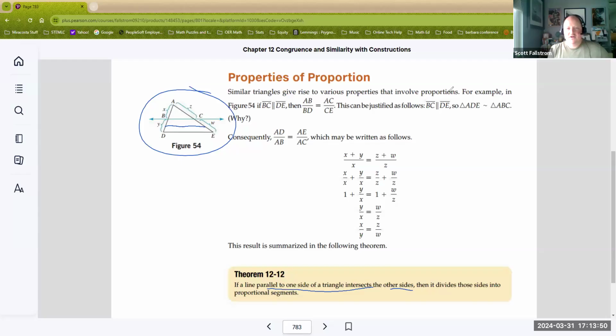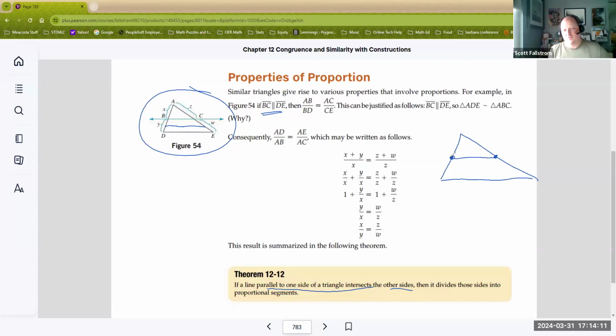And let's see here. In this figure, if this is parallel, then AB is to DC as AC is to CE. Okay. It doesn't tell you what the proportion is. Let's be careful there. It doesn't tell you what the proportion is, but it does tell you that they are proportionate. Later on, we'll see a lot of things in math come when you connect midpoints.